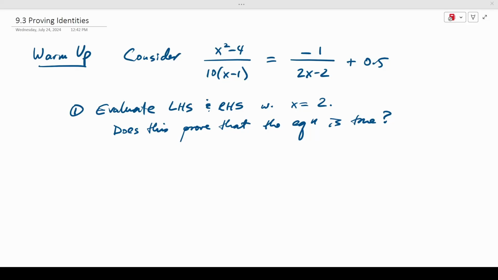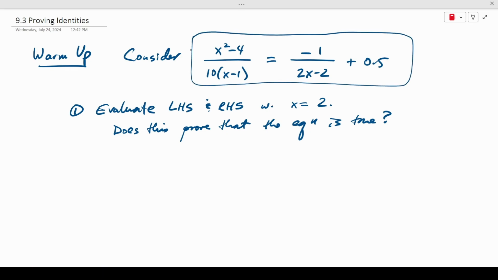All right, so here we're going to do a section on proving identities, trigonometric identities. I'm going to start with a warm-up. Consider (x squared minus 4) over (10x minus 1) equals negative 1 over (2x minus 2) plus a half. We don't know if this is a true mathematical statement or a false one, but we're going to try and figure out if it's true or false. We're not going to bother doing any algebra, though. Instead, we're going to do that by evaluating the left-hand side and the right-hand side and seeing if they're equal.